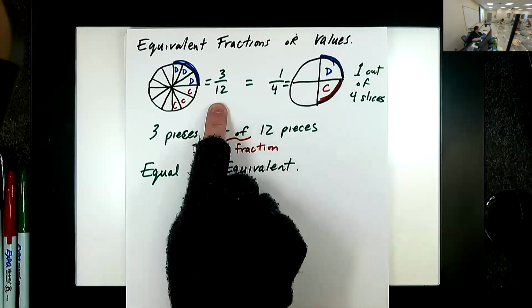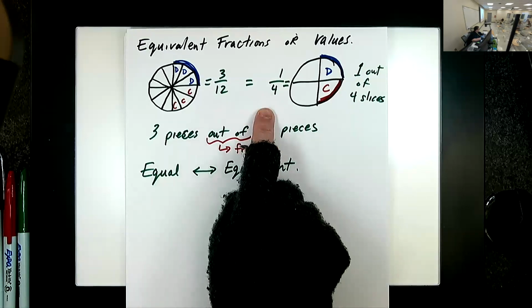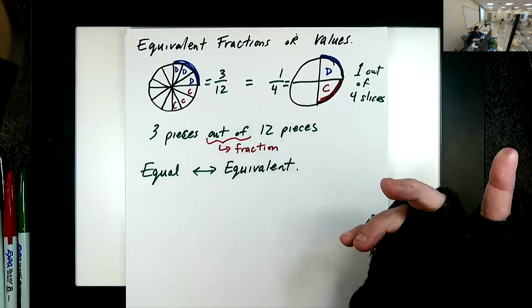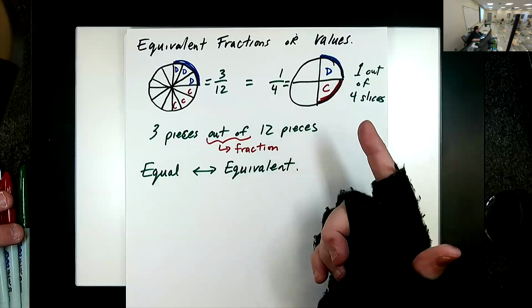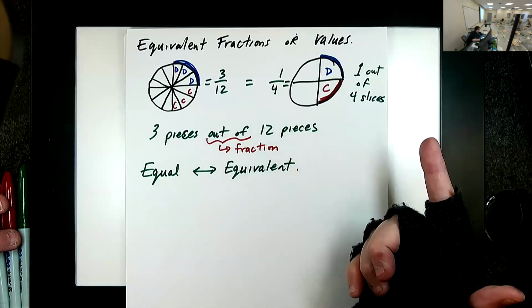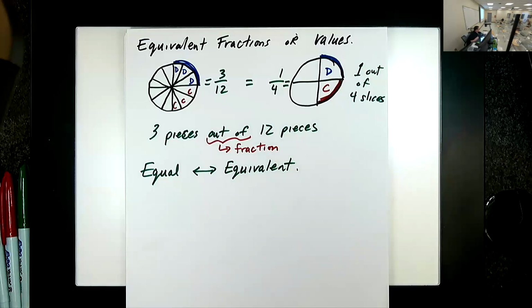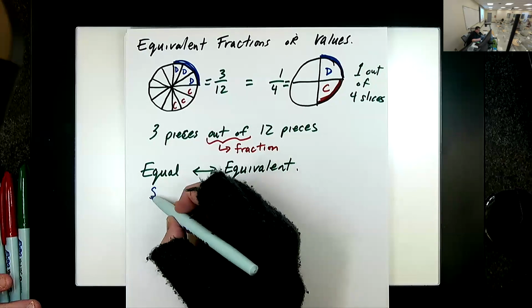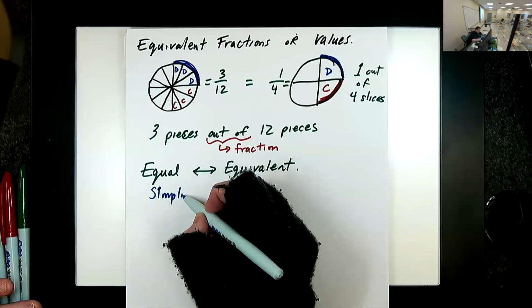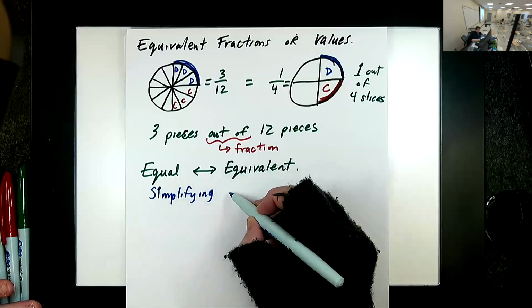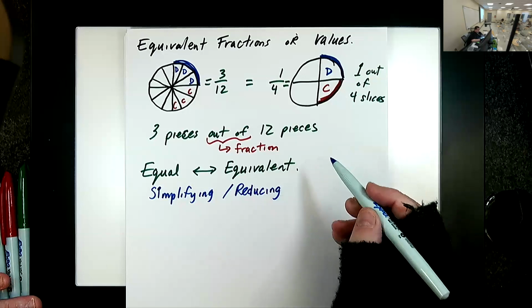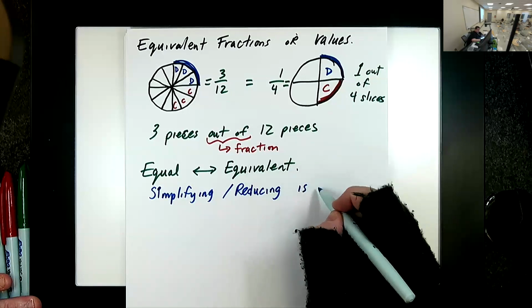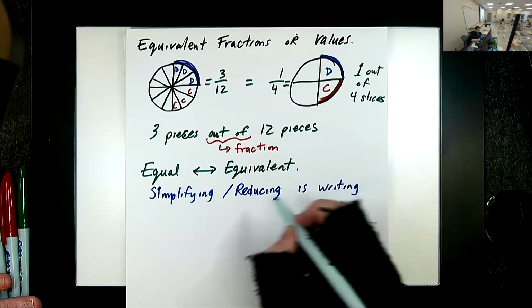So how can I go from 3 over 12 to 1 over 4 mathematically? I can draw a picture and see that they relate, but you have to draw a pretty good picture. I don't even know that I drew a good picture that actually makes it look like it's really the same. But we both know if it was cut evenly, it would. So the act of simplifying or reducing, they usually say simplify, is writing the larger fraction as the smaller fraction.